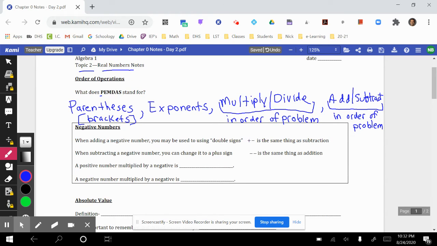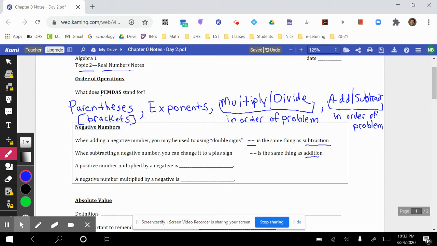The next idea that we're going to talk about is negative numbers. When we're adding a negative number, you may have been used to seeing double signs. Plus a minus is really the same thing as just subtraction. When subtracting a negative number, you can change it to a plus sign. If you have minus and negative, that's really the same thing as addition.